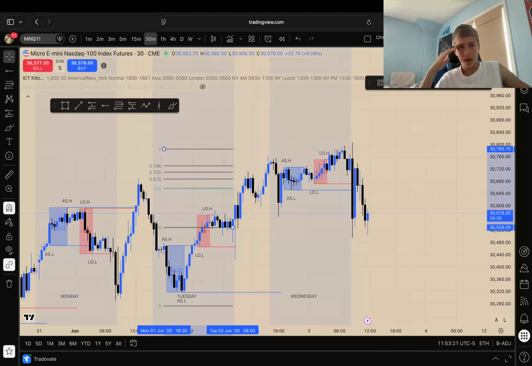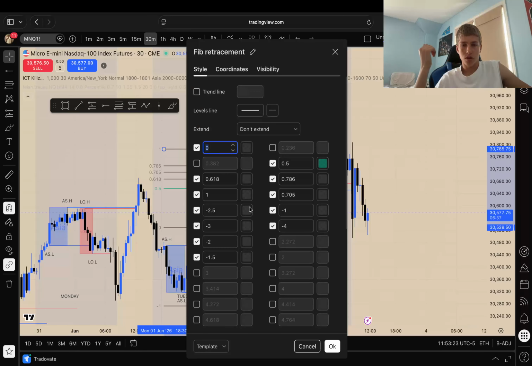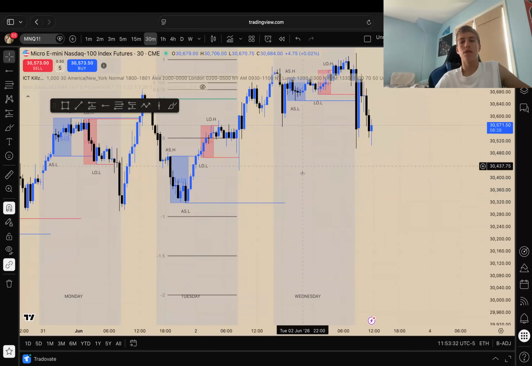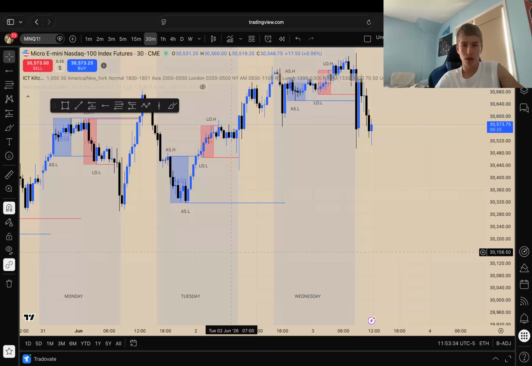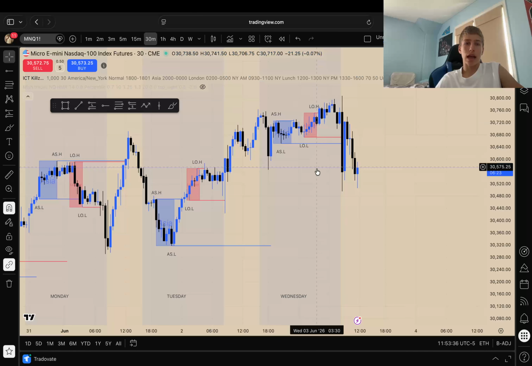So again, if you guys want to see my Fibonacci levels, these are them. You really only need 1 through 0, so like the point whatever. I use negative 2.5, negative 3, negative 2. I don't really use those. I just have them on my chart for future purposes, but that is pretty much it.